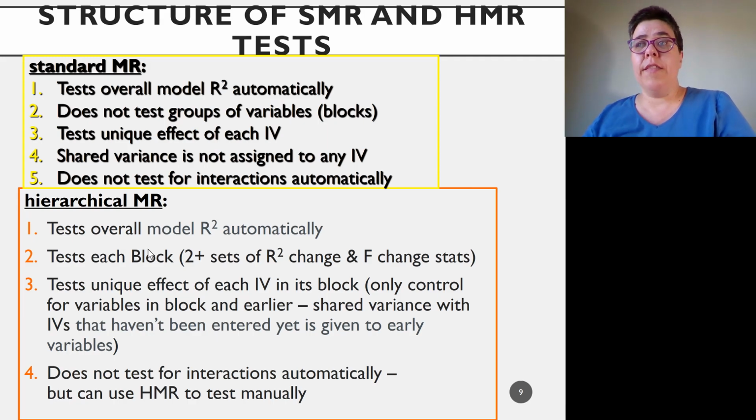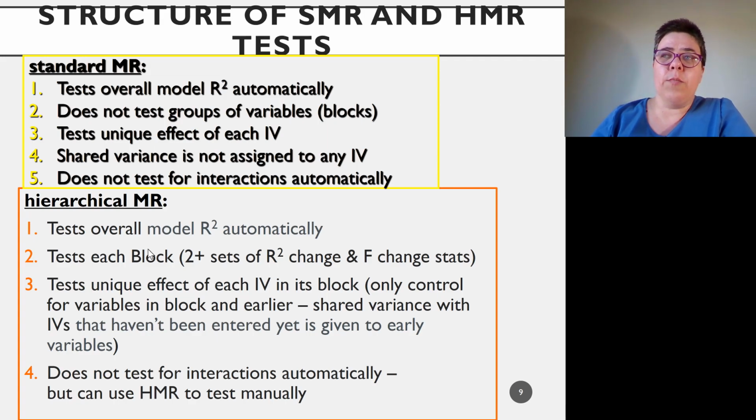In contrast, in hierarchical multiple regression, the variability accounted for by the model is reported for each block and then for the final model. So it's R² change and F change for each block, then the final model R² and F. And it also will report the unique effect of each IV within its block, but the shared variability with later blocks can be credited. So variables entered in earlier blocks will have larger coefficients oftentimes.